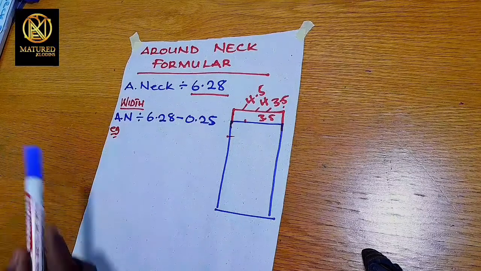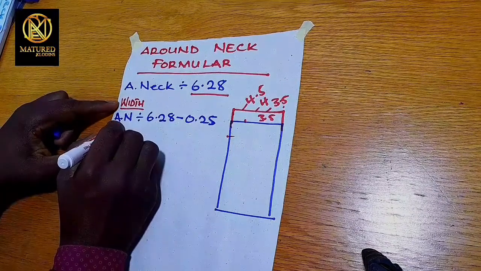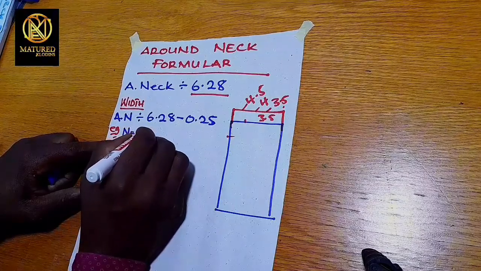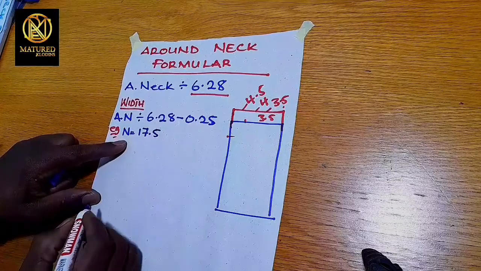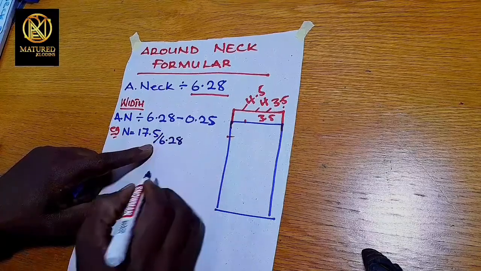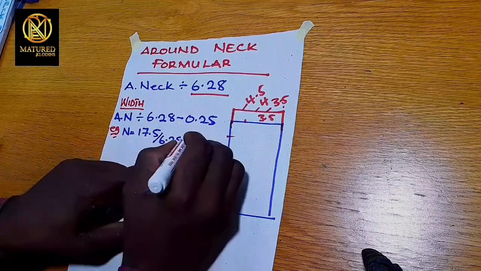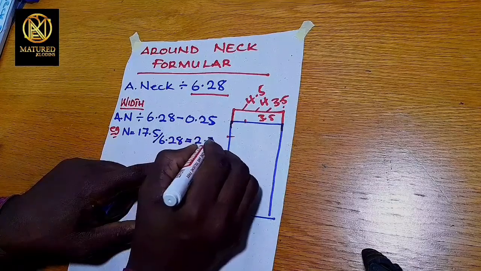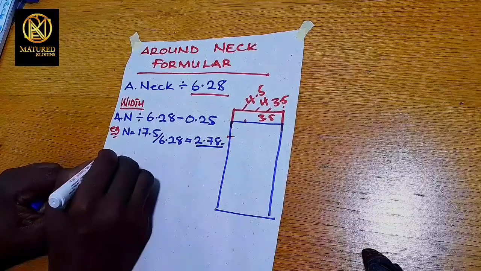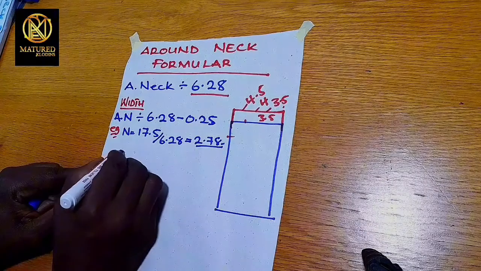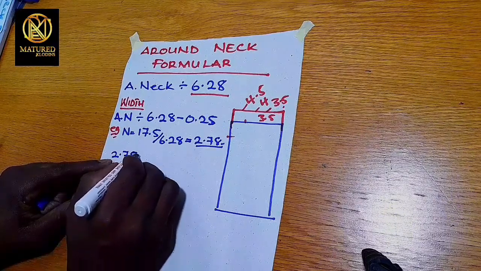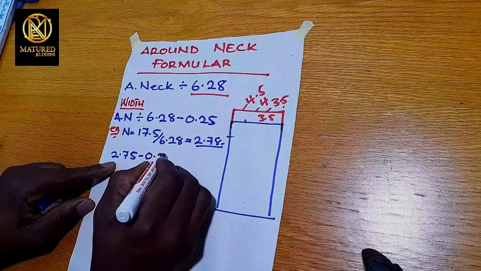And let me show you an example. On this kaftan, the neck I'm using is 17.5 inches. Okay, and I'm going to divide it by 6.28. So it's going to give me 2.78 with some numbers if you check it on your calculator. So this number, I'm going to approximate it to 2.75. Okay, it's going to be 2.75, and I'm going to minus 0.25 from it.